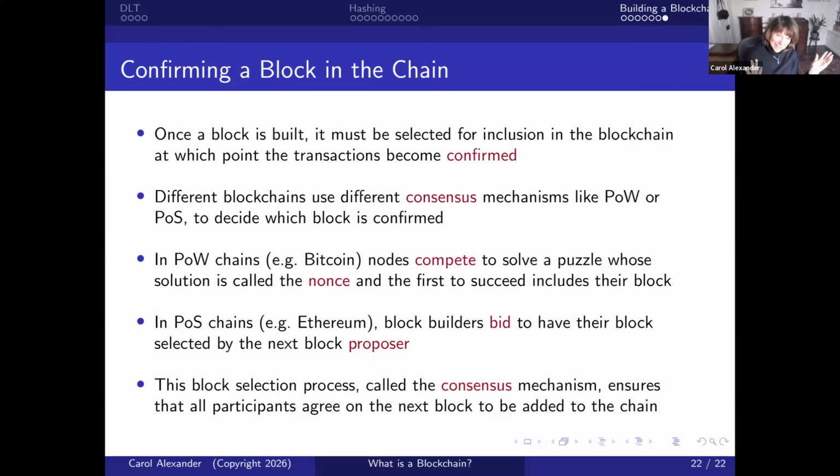Okay, and then in proof of stake chains, the consensus is done using weighted votes. It's actually called attesting to the block that a proposer has added.